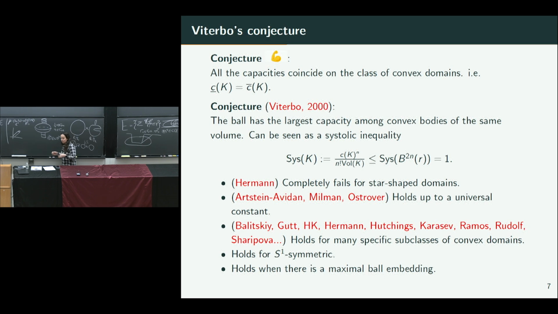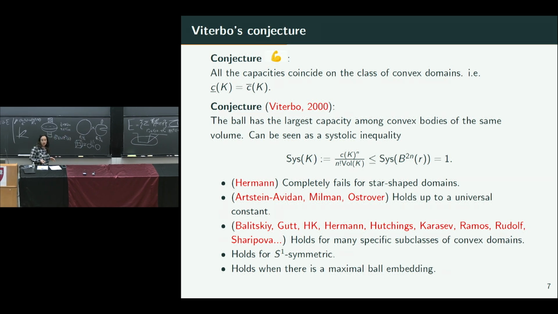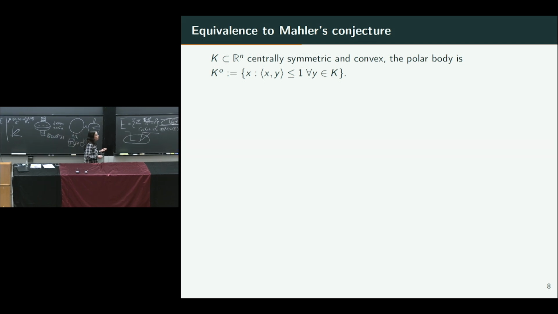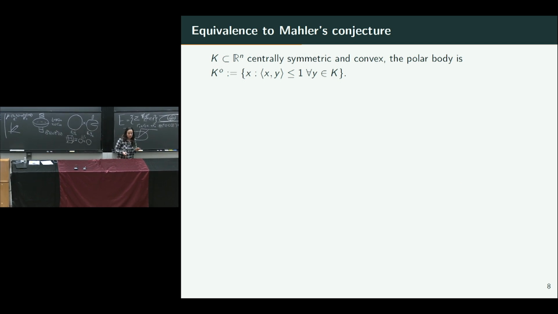But maybe before we take the break, I can tell you about an interesting connection that the Viterbo conjecture introduced into convex geometry. A very famous conjecture in convex geometry is the Mahler conjecture. The Mahler conjecture involves centrally symmetric convex domains, so K would now be centrally symmetric. And its polar, so its dual body, is defined as this.